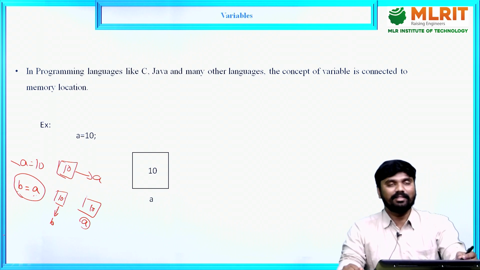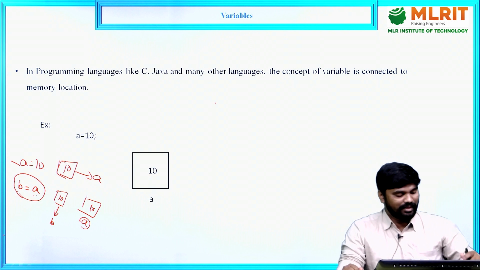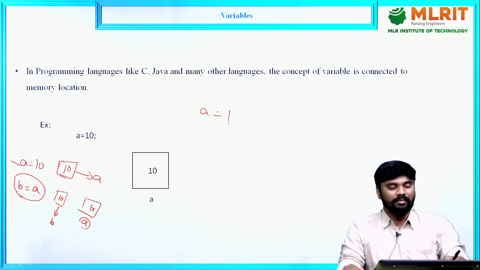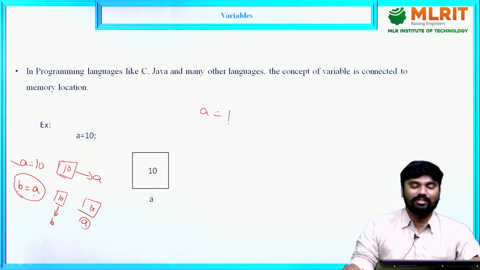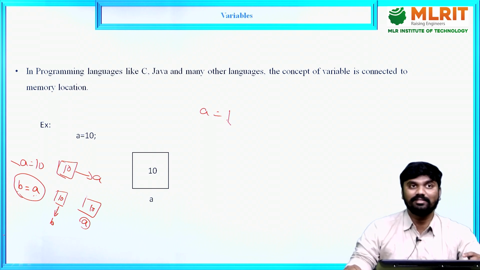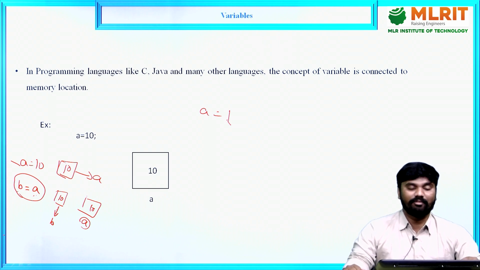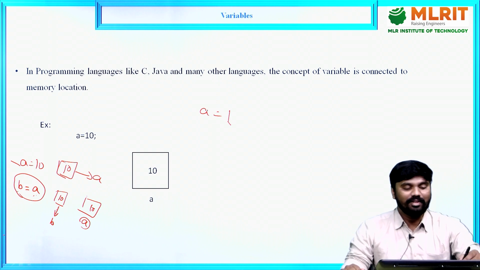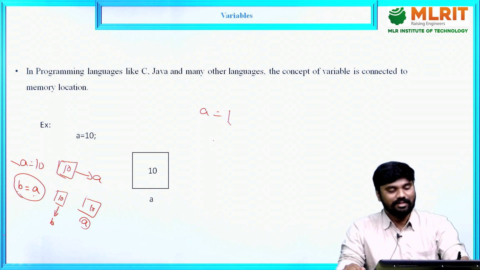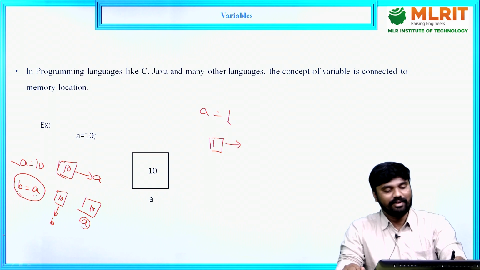For example, in Python, if you see a equals 1, the values are considered as objects, and the variable is just a name or a tag. First the object is created in the memory and it is tagged as a.